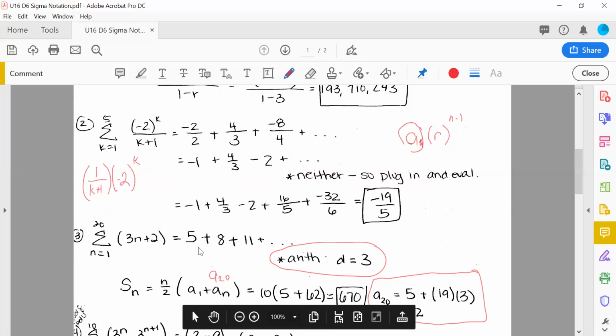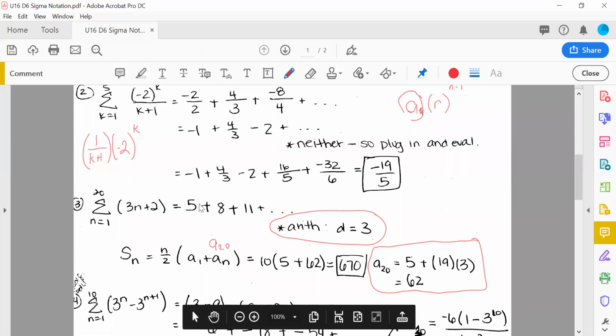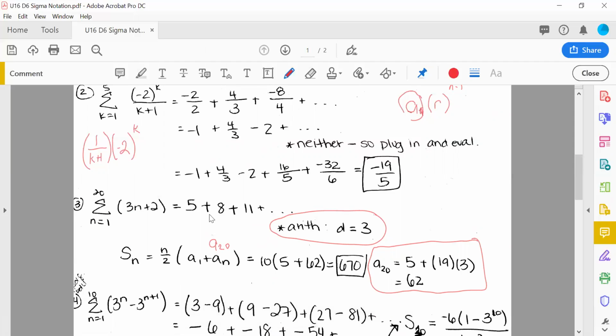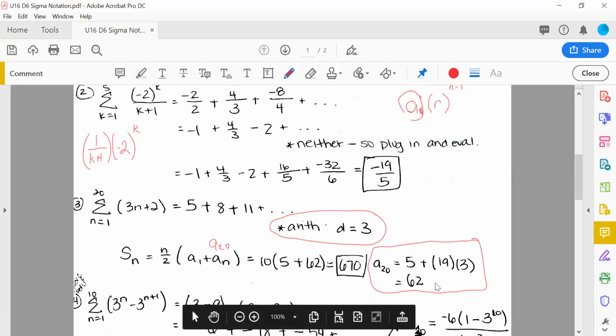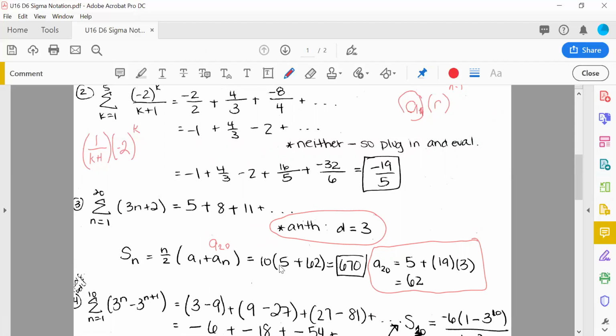By the way, finding D is where finding the first 3 terms of the sequence really helps you visually. You can see that D equals 3 here. So then D equals 3, multiply 3 times 19, you get the 20th term as 62. Then it's 20 divided by 2, which is 10. The first term is 5. The 20th term is 62. And Bob's your uncle. You get 670 right there. Okay. So there is number 3.